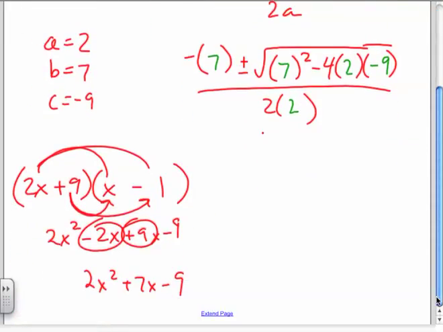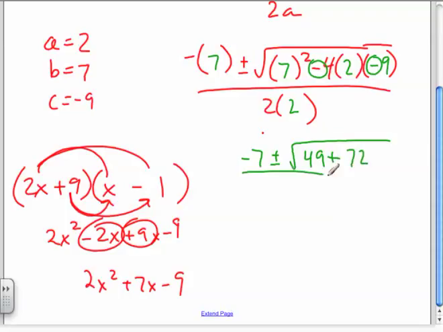Now, we can see that that's negative 7 plus or minus the square root. 7 squared is 49. And then look, I've got 2 negative signs, so that means that this is going to become positive. And then I just multiply the values. 4 times 2 is 8, times 9 is 72. On the bottom, I get 2 times 2 is 4. Now, this is getting simpler. Negative 7 plus or minus the square root. When I add these two numbers, I get 121.